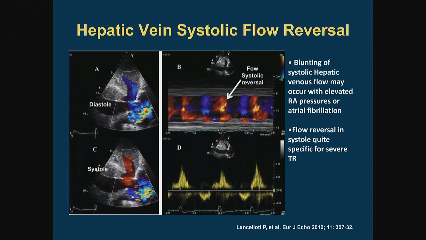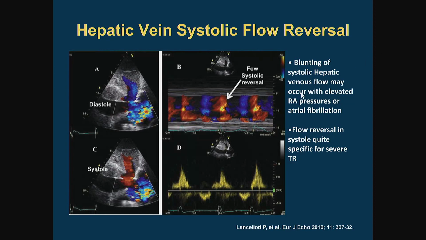Another feature that is thought to be relatively specific for significant tricuspid regurgitation is flow reversal in the hepatic veins. If you see the hepatic vein here, you can see that during systole, there's evidence of regurgitant flow within the hepatic veins. That should not be present. It's again shown here in the color M mode. Recall that flow should not be present in this direction during systole.